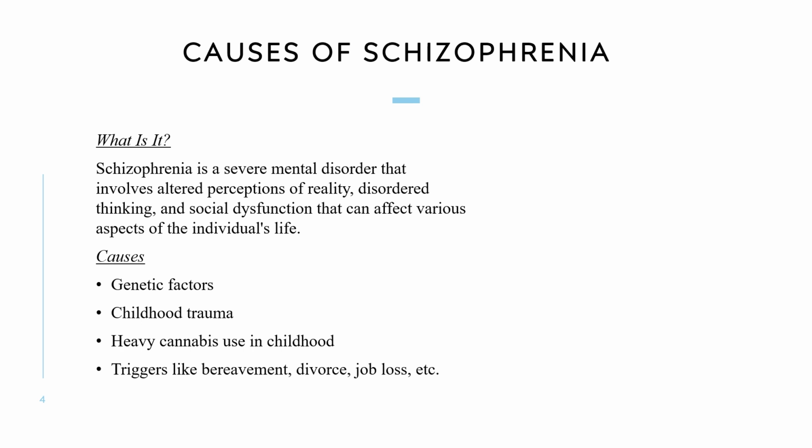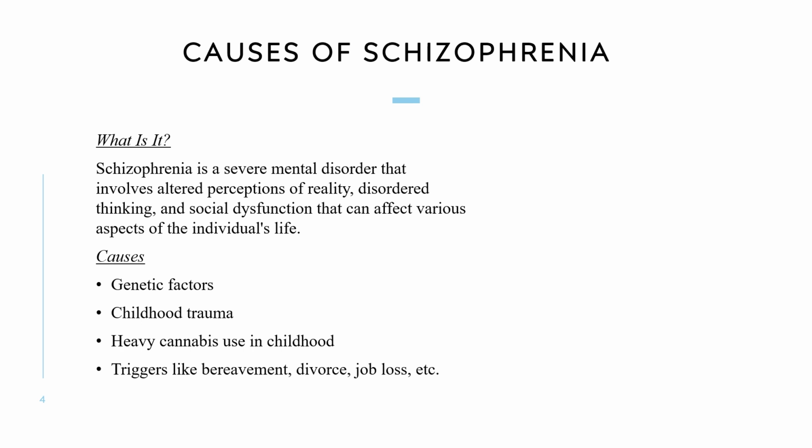So what is schizophrenia? I suppose we should start there. Schizophrenia is a severe mental disorder that involves altered perceptions of reality, disordered thinking, and also social dysfunction. It affects people's social lives, and it really affects all areas of an individual's life. We'll talk in the next slide about the symptoms that people will have and how that manifests. But before we do so, we'll just consider some of the causes.